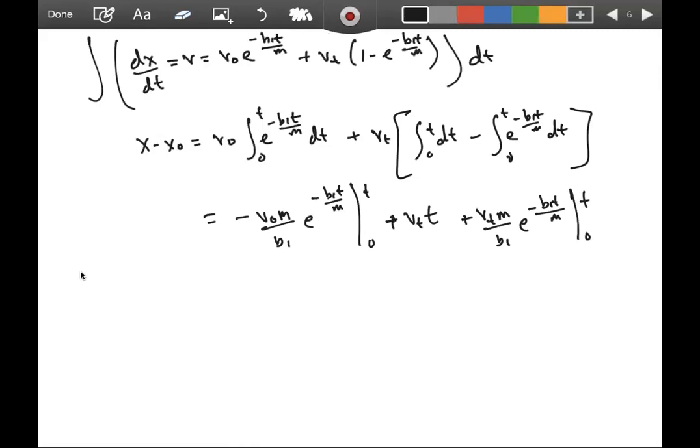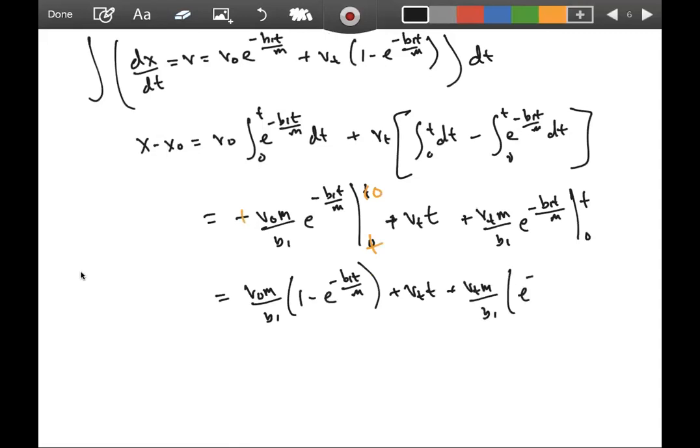Good. Now here I can bring in my negative sign, so I'm going to make that a positive, switch this to t, and make that 0. So this then is going to become equal to v0 m over b1 times 1 minus e to the minus b1 t over m. Good. And then I'm going to get a plus vt t, and then a plus vt m over b1 times e to the minus b1 t over m minus 1. So this is my position as a function of time. Good. First thing to note: let's look at the late time limit.